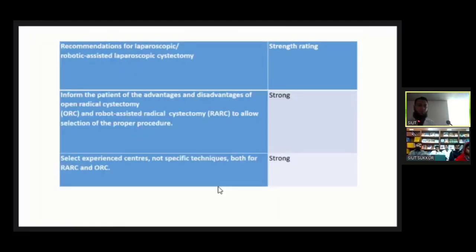So what are the recommendations about laparoscopic and robotic surgery? Inform the patient of the advantages and disadvantages of open and robot-assisted radical cystectomy to allow selection of the procedure. Select an experienced center, not a specific technique. Both robotic and open are options.